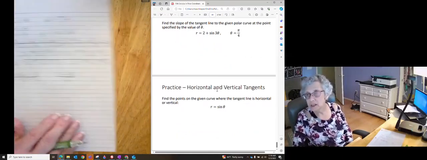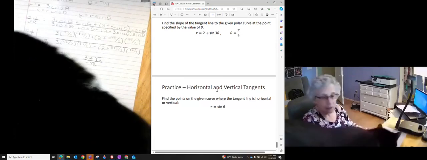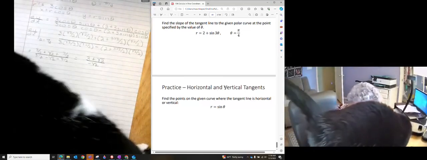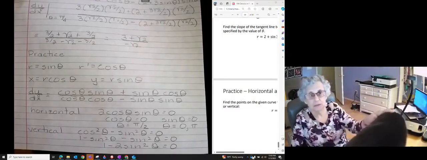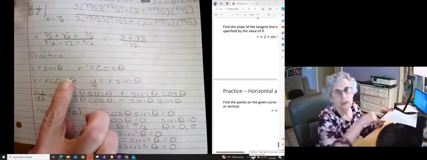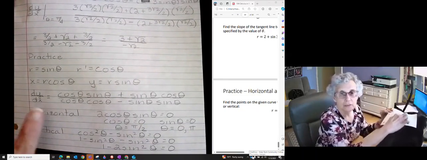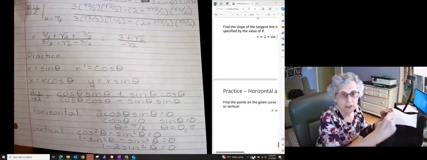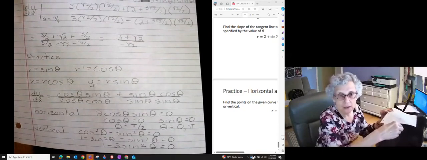Okay, let's find some horizontal and vertical tangents for r equals sine of theta. You give it a try, and I'll see if I can get my cat to help me give it a try. So I wrote down my sine. R is sine of theta, then r primed was cosine of theta. X is r cosine, y is r sine.